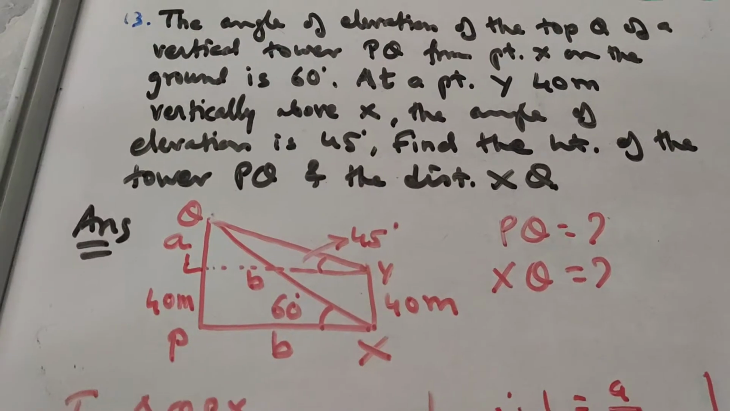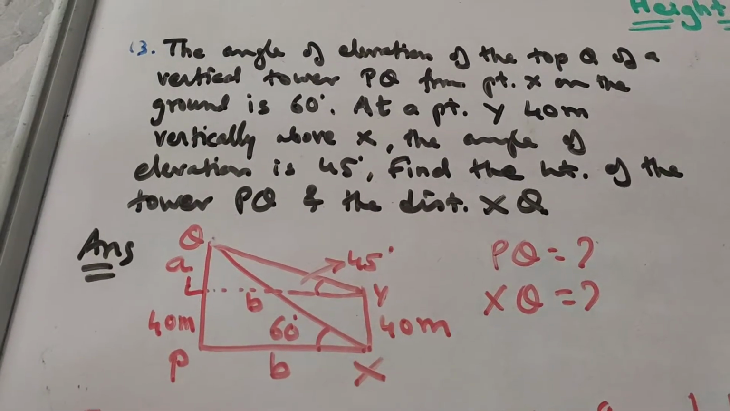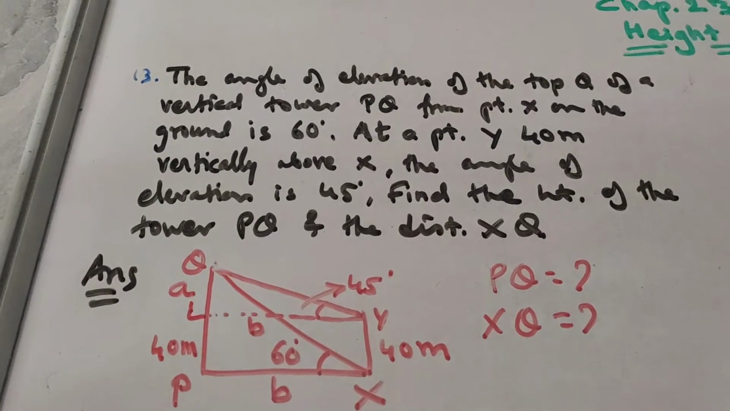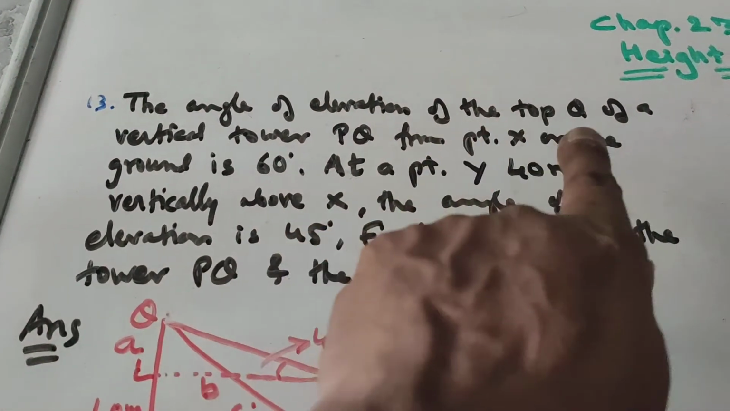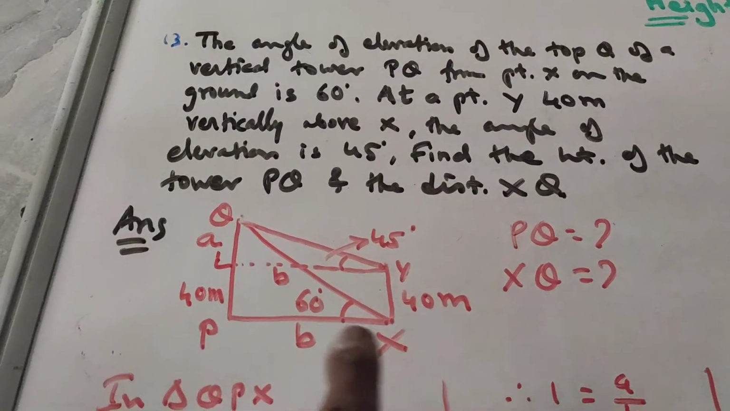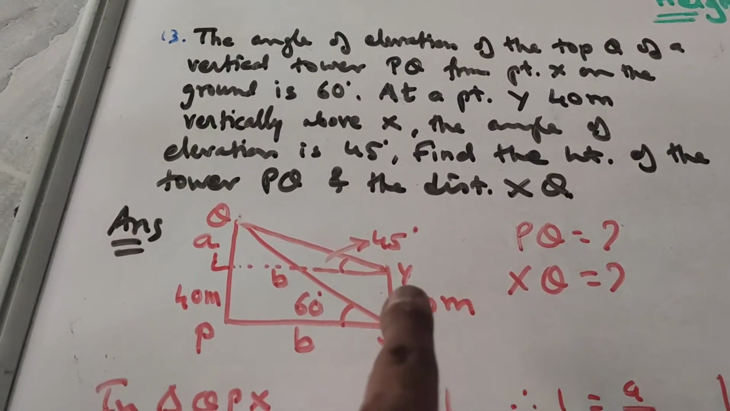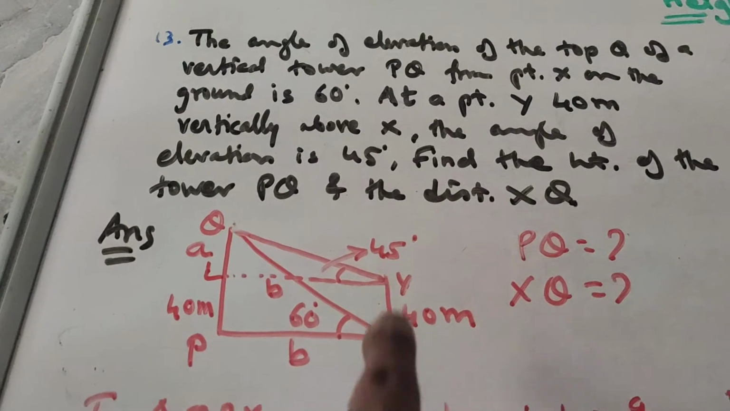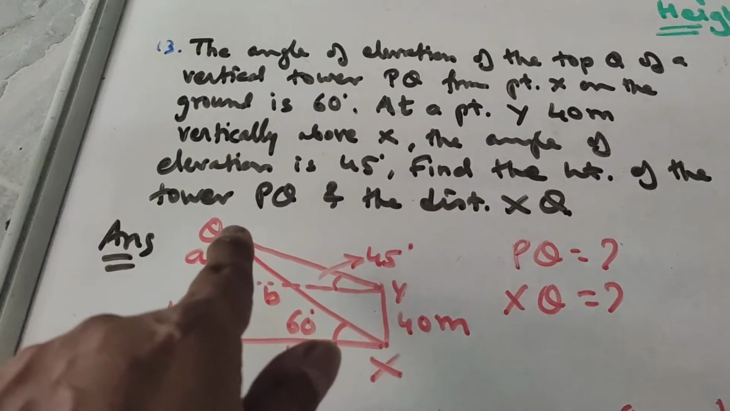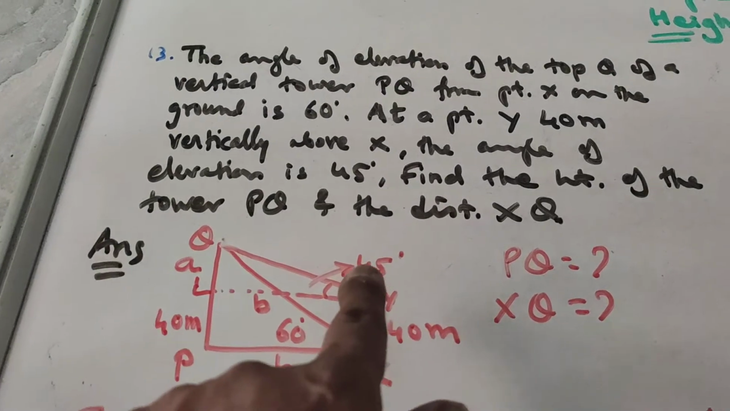So when we draw the diagram, P will be at the base and Q will be on the top, because it says the top Q. So Q is on the top with an angle of elevation 60 degrees from X. Just vertically above it there is Y. The distance between X and Y is 40 meters. From Y, the top of the tower Q is at 45 degrees.